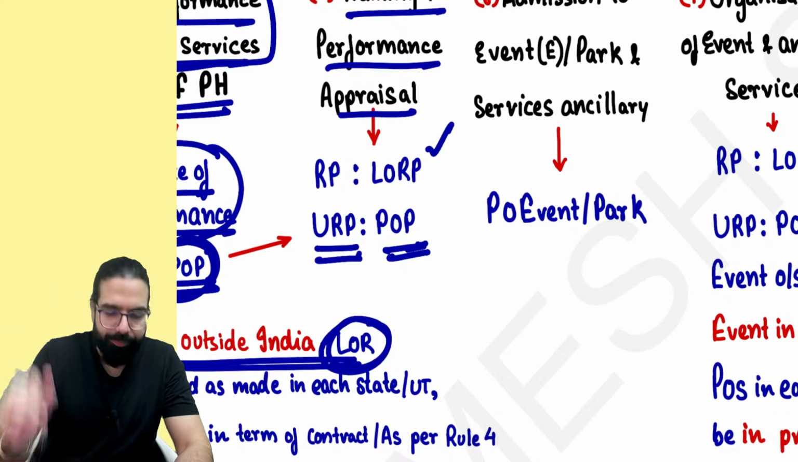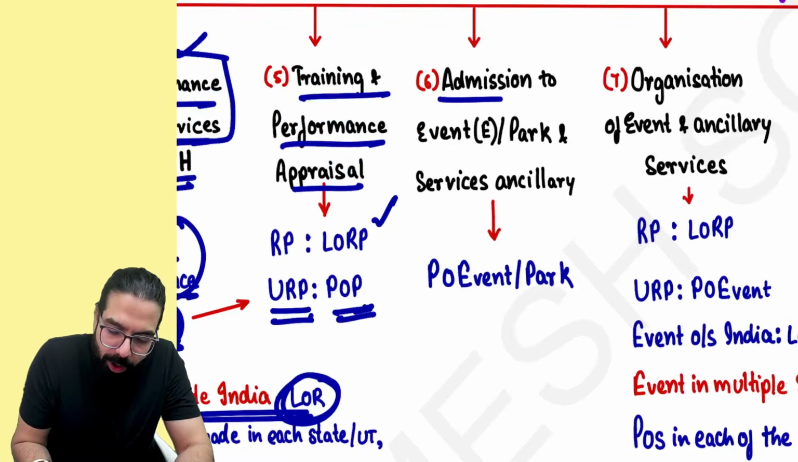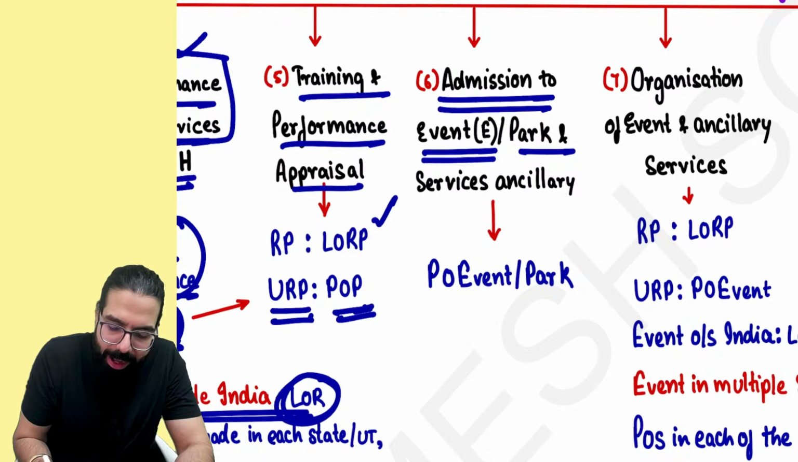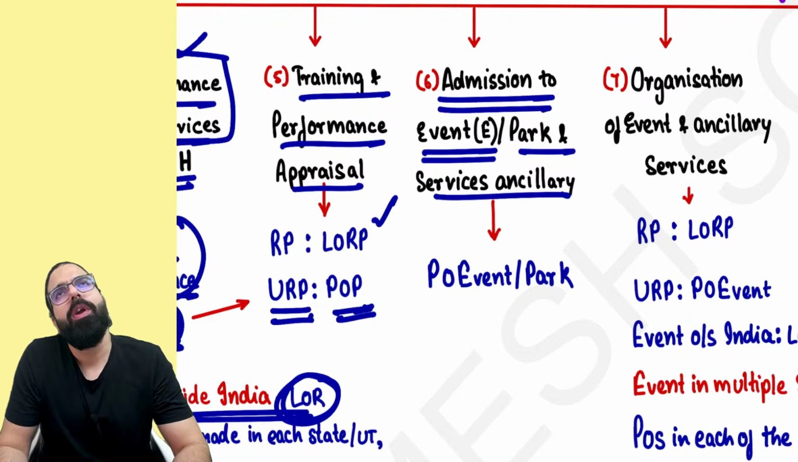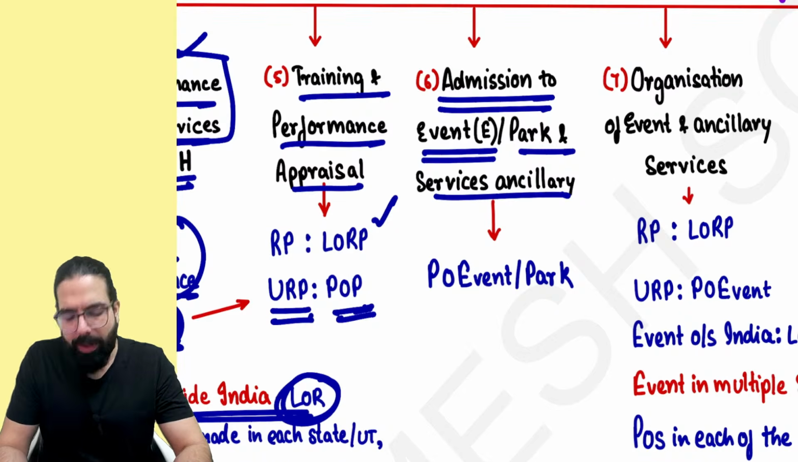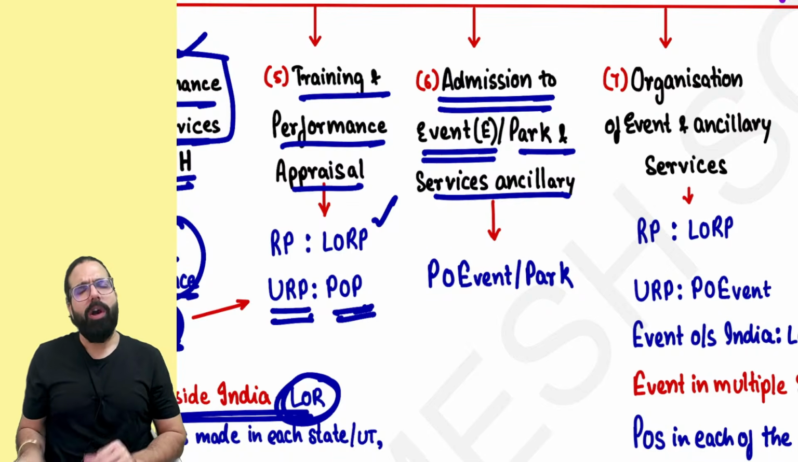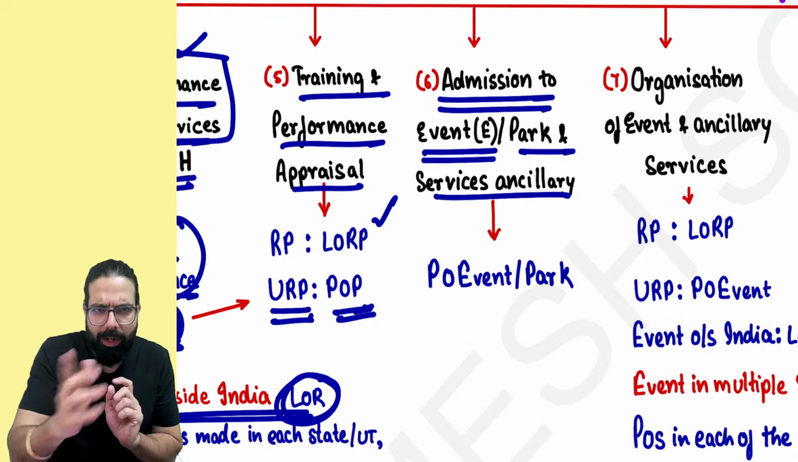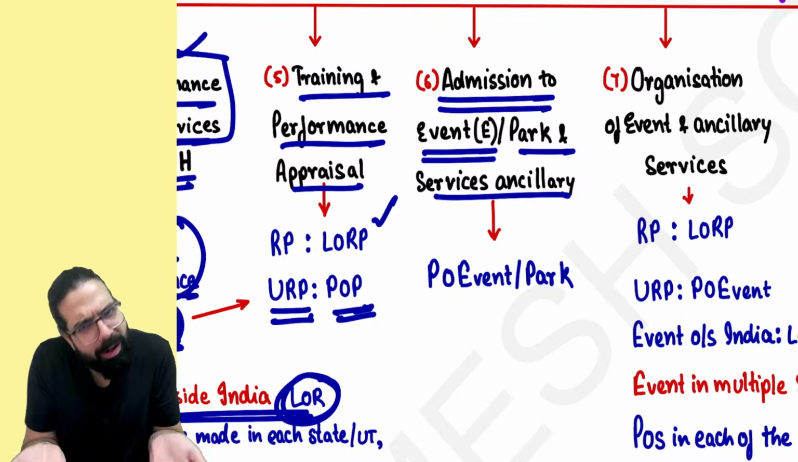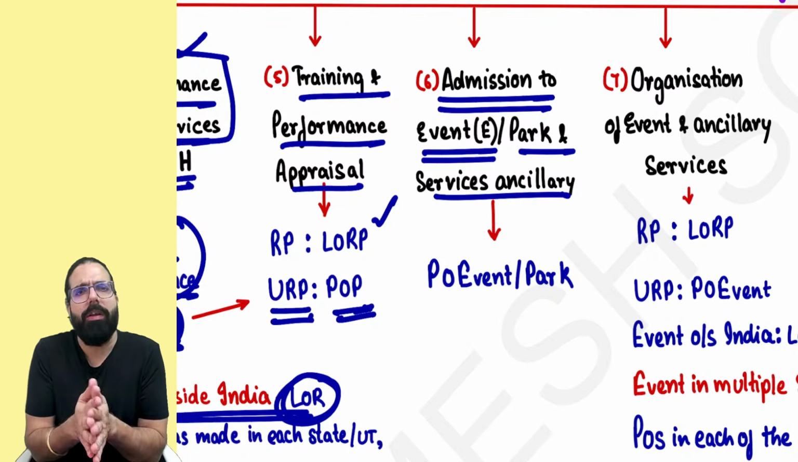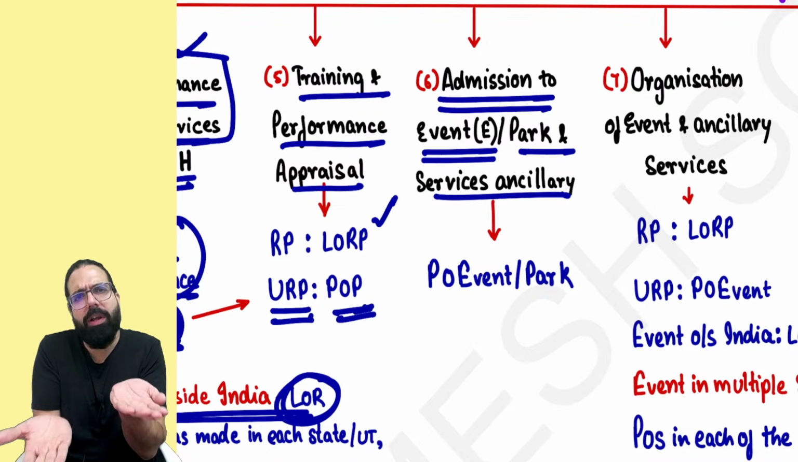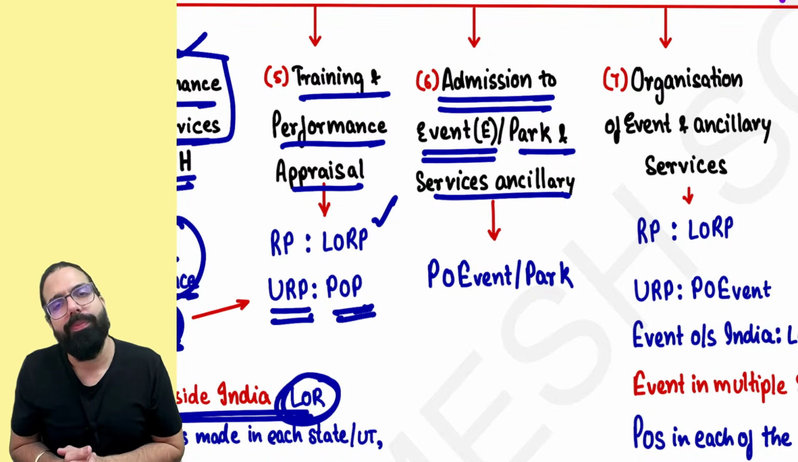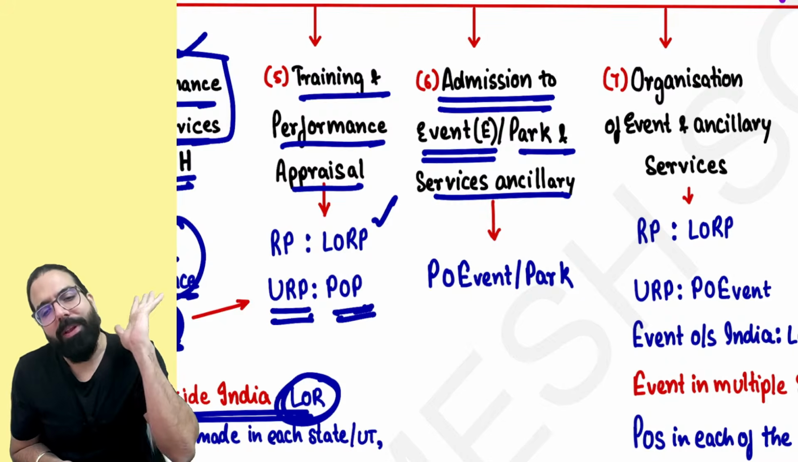The next one goes ahead and talks about admission to an event or park and any ancillary services. What do you mean by admission to a park? For an example, or an event, an Arijit Singh show is happening in Karnataka. I am selling the tickets in Karnataka. What is the place of supply? Karnataka, because the event is happening in Karnataka. Supplier from Karnataka, event in Karnataka, I'll charge CGST, SGST. Where the event is, that is the place of supply.